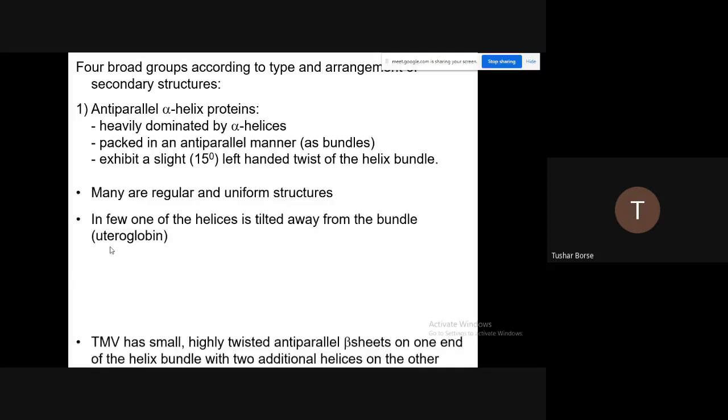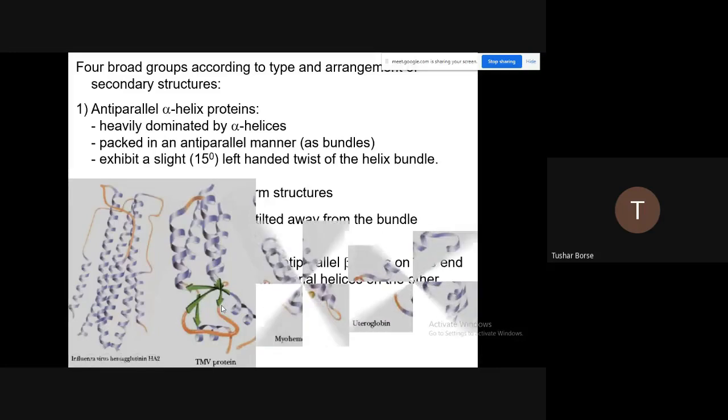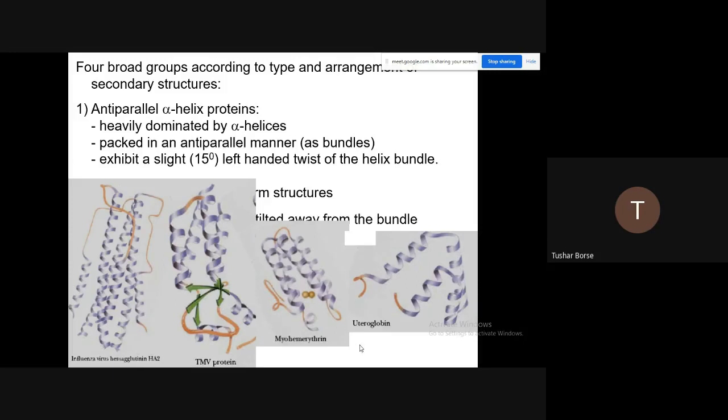Some of the examples which I have shown you here consist of helices. You can see the bundles of helices. Here also there is a bundle of helices, but in addition you may have a small amount of sheets present. Then you have myohemerythrin, hemoglobin, and so on. These are examples of proteins having helices. Now, for the helices shown here, I don't know whether you'll be able to see the arrow or not.